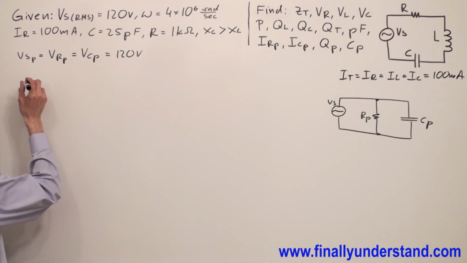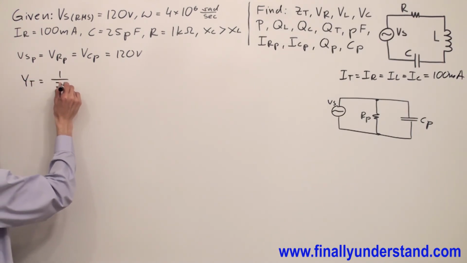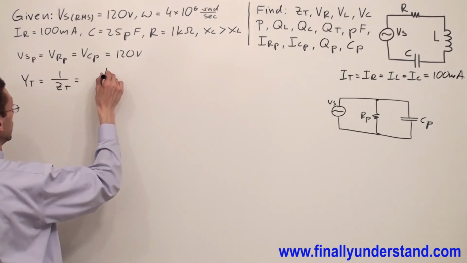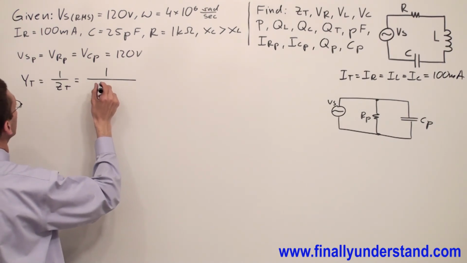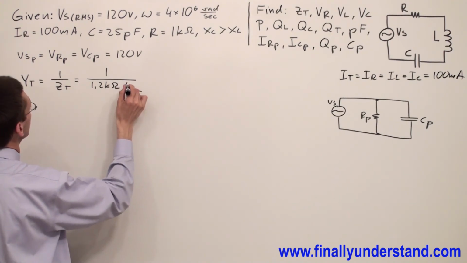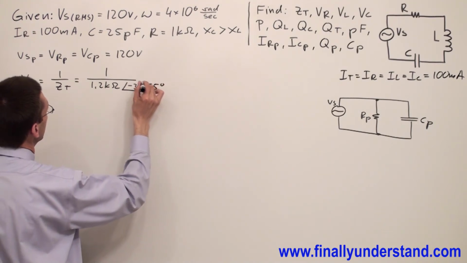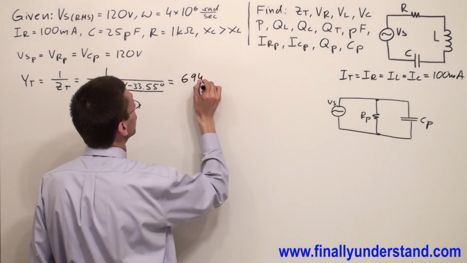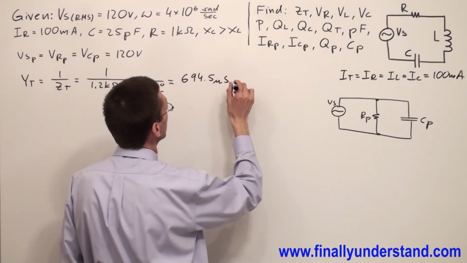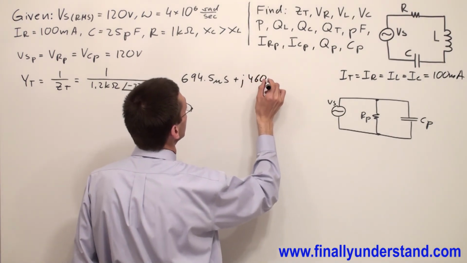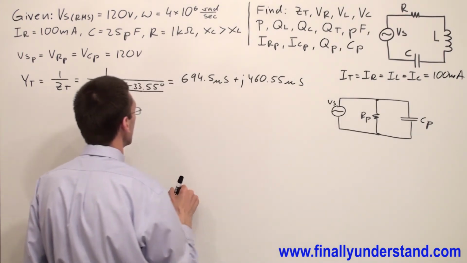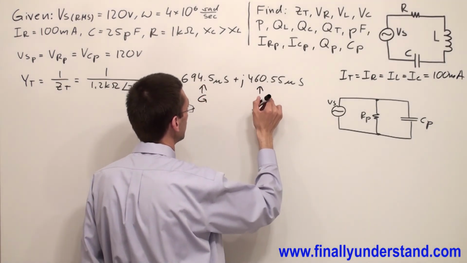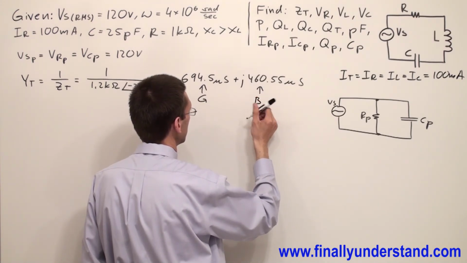Now we're supposed to find the Y total. Y total is equal to 1 over Z total. Again, you're supposed to switch your calculators to the rectangular mode in order to obtain the answer in rectangular form. So I have 1 over Z total. Z total is equal to 1.2 kilo ohms at an angle of negative 33.55 degrees. This is equal to 694.5 microsiemens plus j 460.55 microsiemens, where the real part of my answer is the conductance G and the imaginary part is my capacitive susceptance.